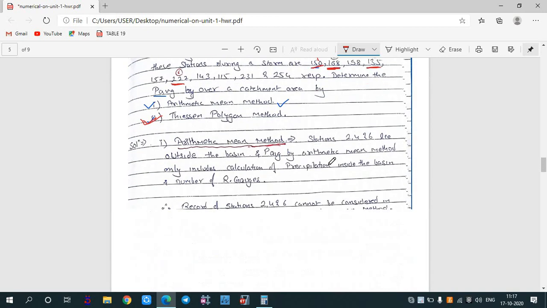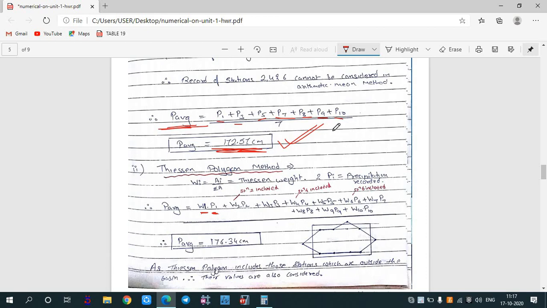In the previous case, in the arithmetic mean method, we were not considering the stations which were outside. But in case of Thiessen polygon method, we have to consider the stations which are also outside the basin. So this is the difference between the Thiessen polygon method and the arithmetic mean method.